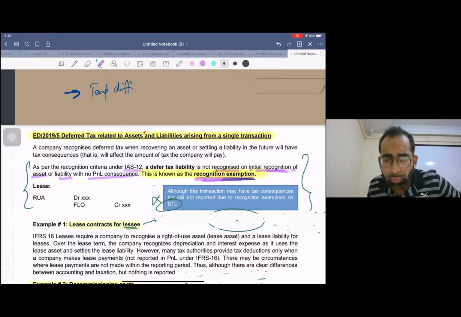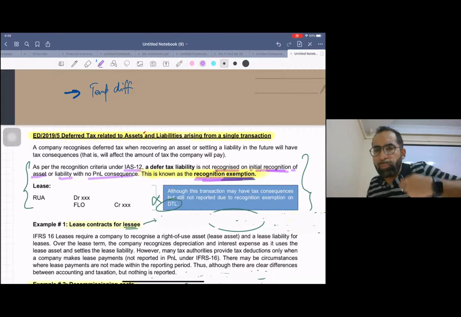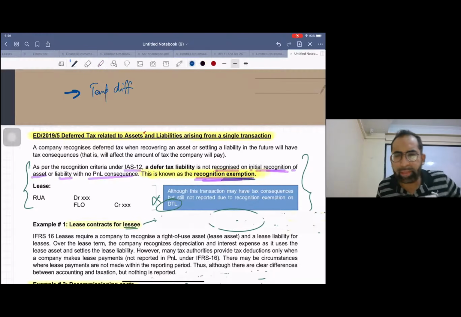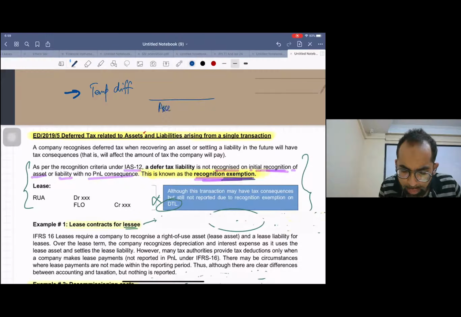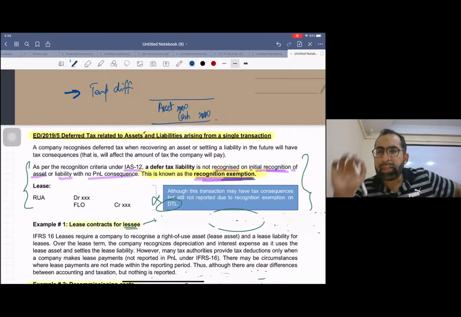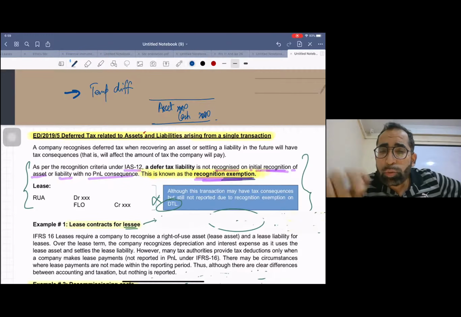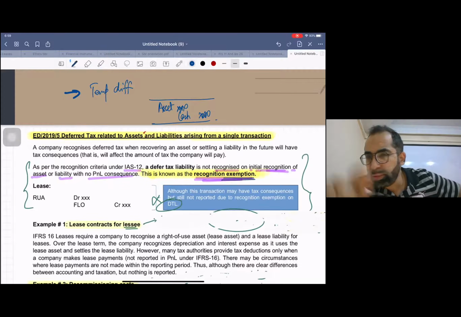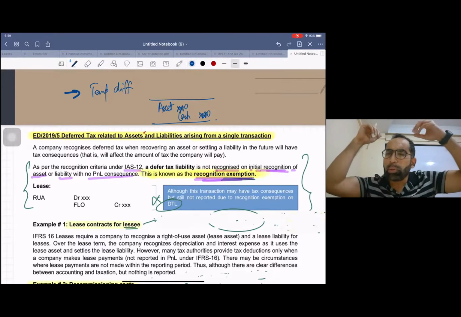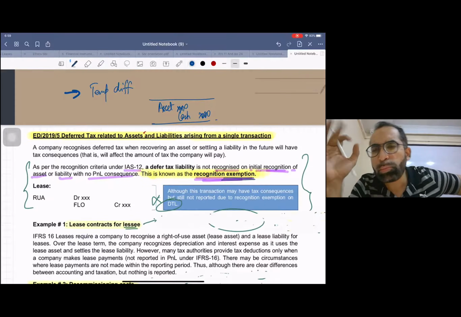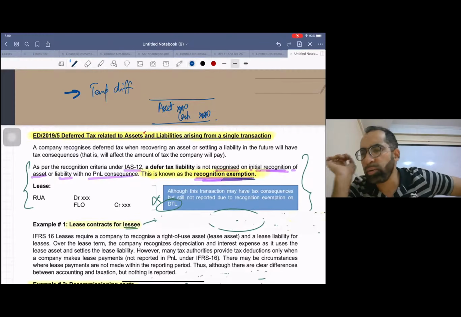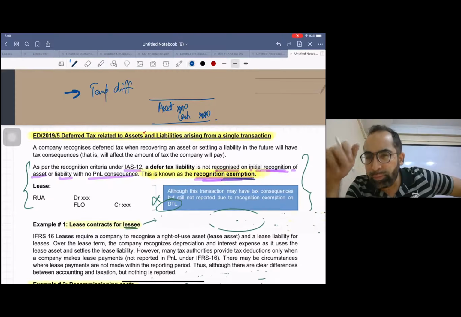What is this? For example, you have bought an asset for cash. So you made the entry: debit asset and credit cash, right? In this entry there is no P&L consequence. Right now there is no P&L consequence, so no need to book any deferred tax. Standard says you don't need to book any deferred tax because there is no P&L consequence, right?